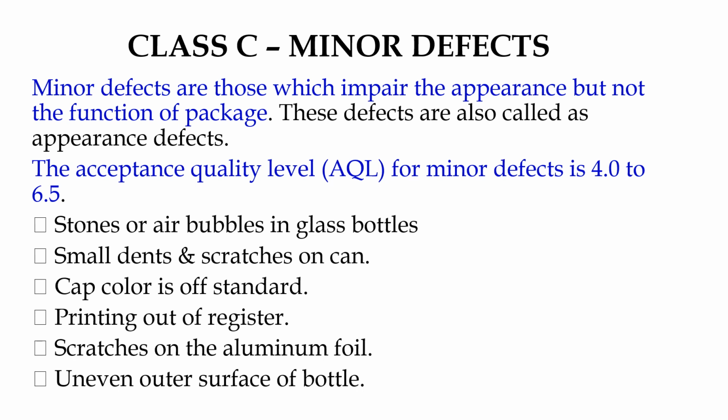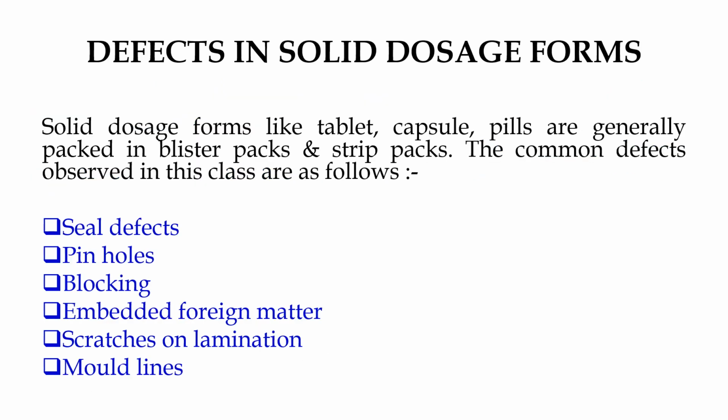Both the above class A and class B affect the functionality, but class C is not affecting the functionality, but it is impairing the appearance. So the product can be used, but it won't be appealing to the consumer. So now let us discuss a few of the defects in each kind of the dosage form.